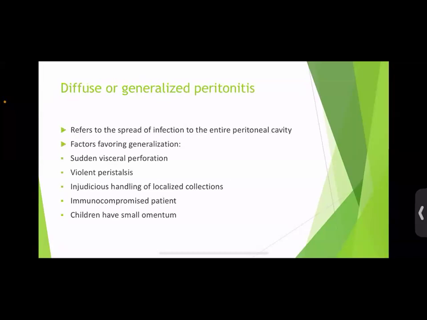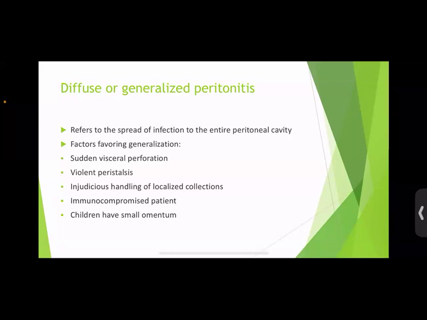So diffused or generalized peritonitis refers to the spread of the infection to the entire peritoneal cavity. Unlike localized peritonitis that is just in a specific area, generalized peritonitis spreads all over the peritoneal cavity. Factors favoring generalization are sudden visceral perforation, such as perforation of the appendix, violent peristalsis, injudicious handling of localized collections, immunocompromised patients, and children, who have a small omentum.